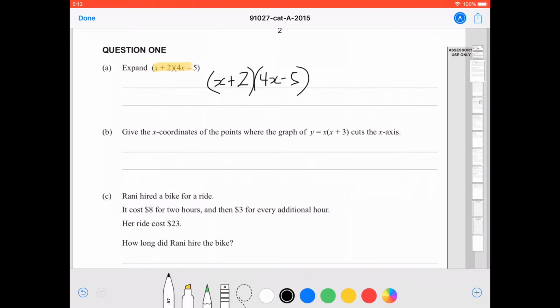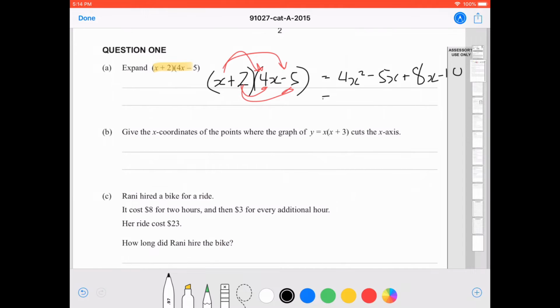We're going to multiply using the FOIL method. So we're going to say first, outer, inner, last. And so this looks like x times 4x is 4x squared. We've got x times negative 5 is negative 5x, plus 8x, and 2 times negative 5 is minus 10.